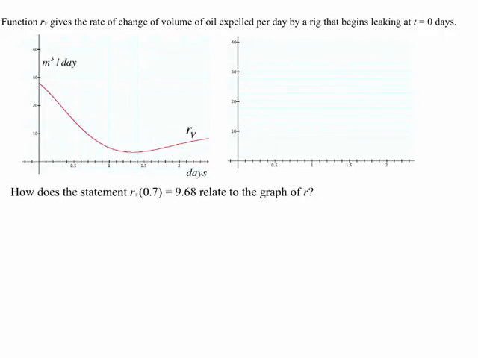So I have a couple questions for you to talk about. And first is, how does the statement R sub V of 0.7 equals 9.68 relate to the graph of R sub V? And what does R sub V of 0.7 equals 9.68 mean in this context? So this will take a couple minutes. So how does this statement right here relate to the graph? And then what does that statement mean in the context? Did you learn anything from your readings? Go!